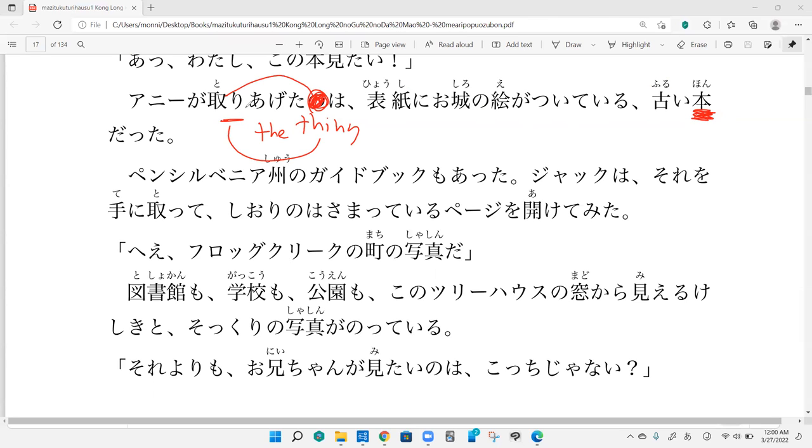Because if you were reading this and having to translate it on the spot, like if you were a professional translator, you'd say "the thing that Annie picked up." You could do that before you were told what the hon was.